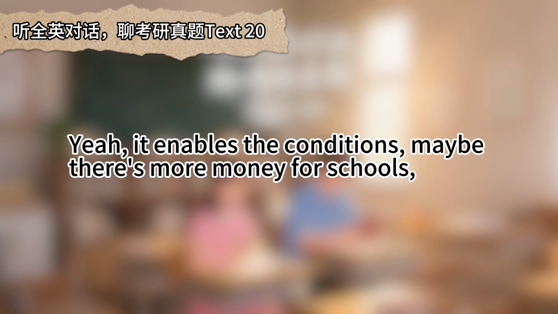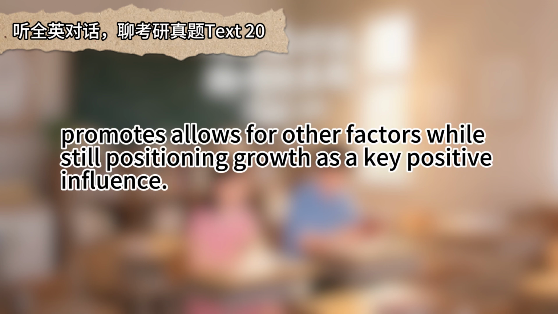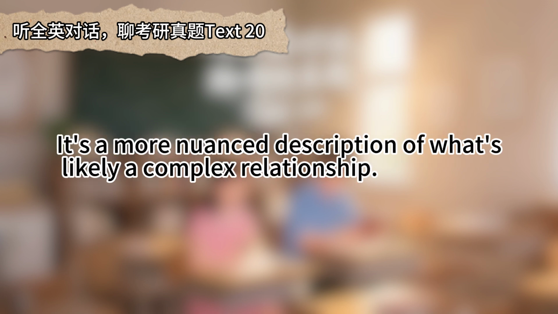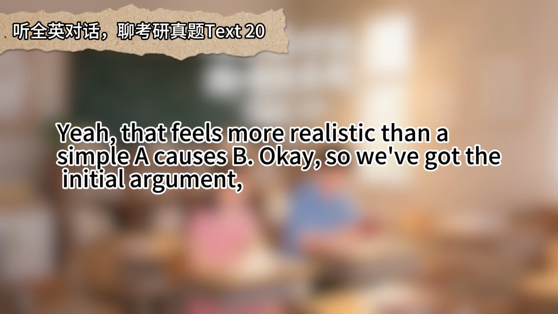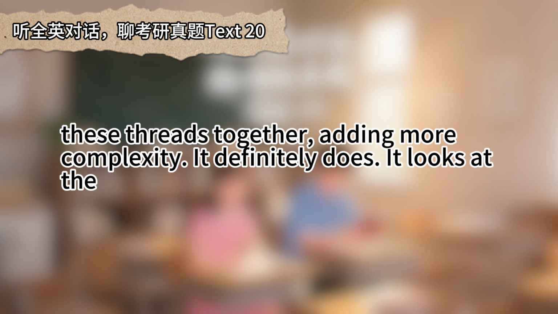Yeah, it enables the conditions. Maybe there's more money for schools, maybe people have more free time, maybe society values it more once basic needs are met. "Promotes" allows for other factors while still positioning growth as a key positive influence. It's a more nuanced description of what's likely a complex relationship. Yeah, that feels more realistic than a simple A causes B. Okay, so we've got the initial argument, the productivity evidence, this historical hypothesis. Paragraph 5 seems to weave these threads together, adding more complexity.